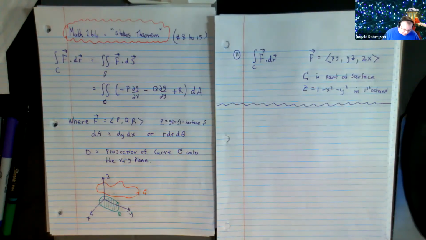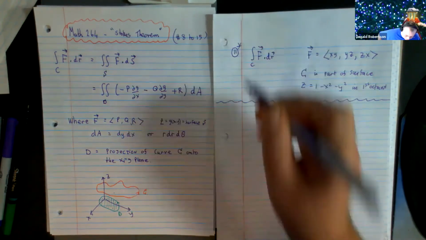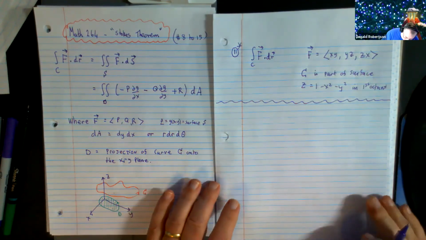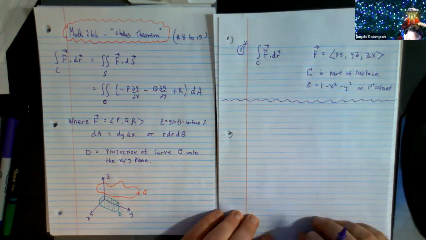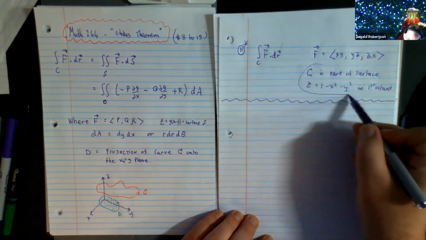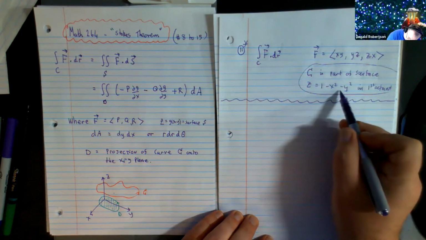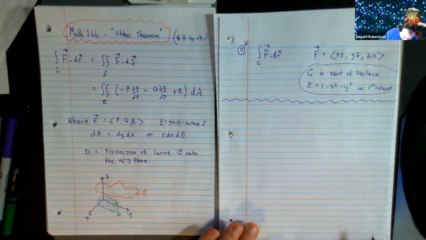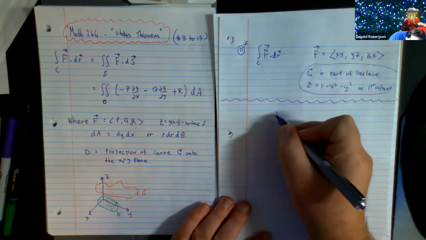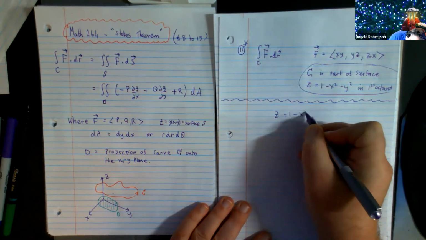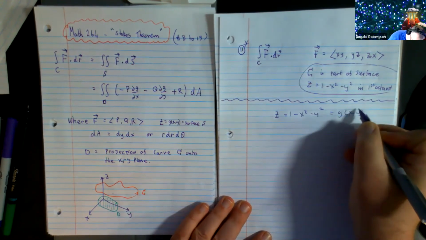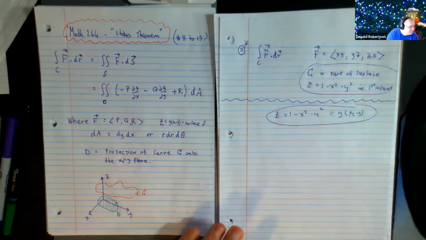Here's another one. This is like question 11. Okay, let's look at what we have here. C is the part of this surface that's in the first octant. Well, great news. Haven't they told me what g is?